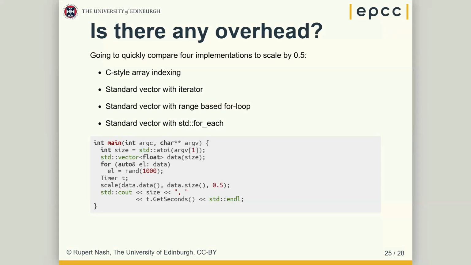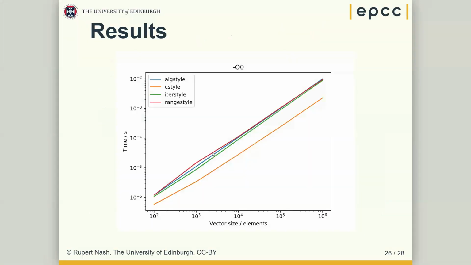I'm not going to go through the detail of this, but this is a little benchmark test which has all four and provides some data. What we can see is if we compile with -O0, without optimizations, C-style is a bit quicker. All the range-based, algorithmic and iterator-style ones are about the same. There's a little bit of change at certain sizes, but actually they're pretty equivalent.